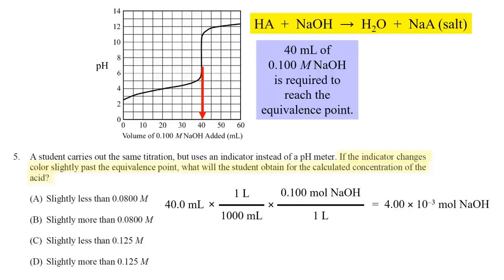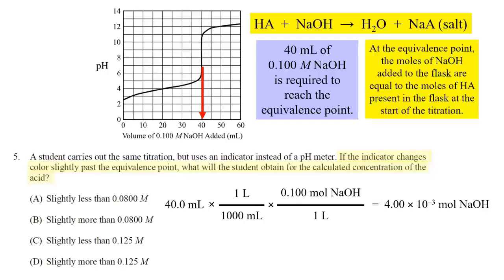Now, that's not only the number of moles of sodium hydroxide that are required to reach the equivalence point, but based on that 1-to-1 ratio, the moles of sodium hydroxide are equal to the moles of the acid that were present in the flask at the start of the titration. So based on that 1-to-1 mole ratio in this experiment, I have 4 times 10 to the negative 3 moles of this monoprotic acid. So we know the moles, and we also know the volume.